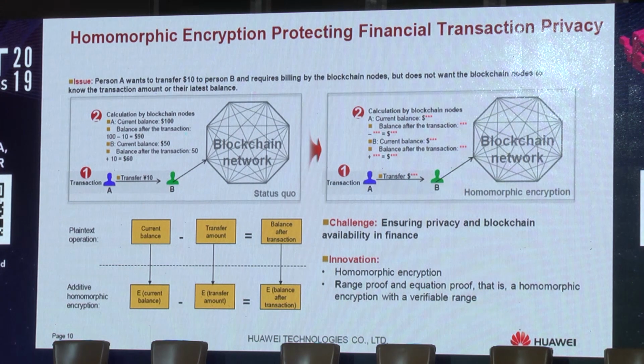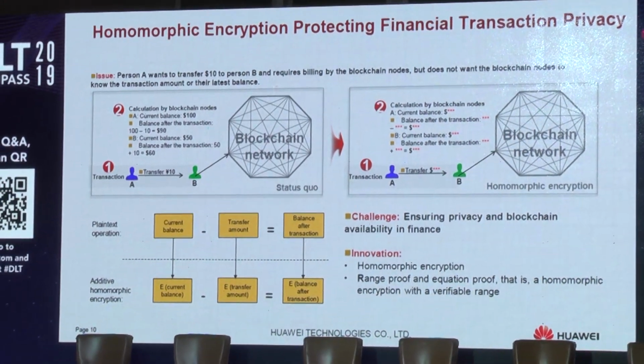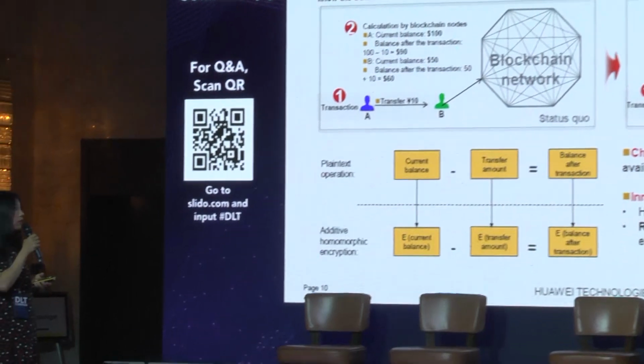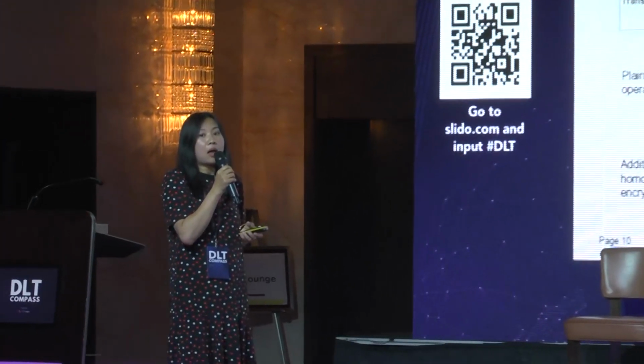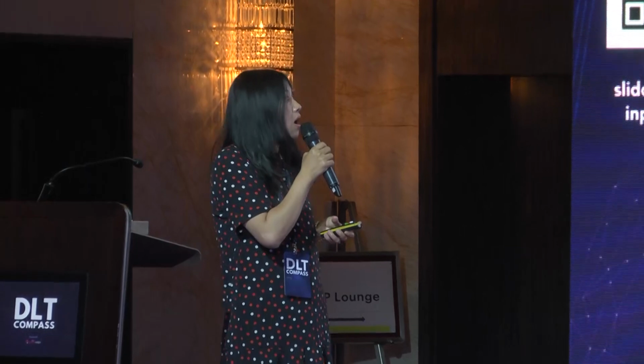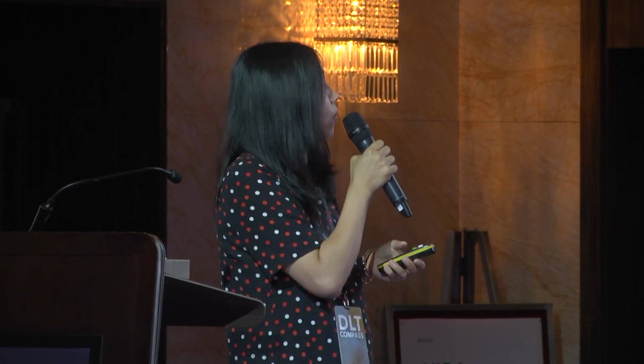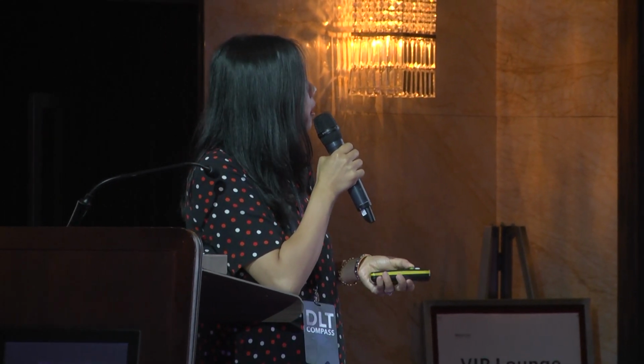Besides supporting homomorphic encryption, we also enable range proof and encryption proof algorithms to guarantee the homomorphic encryption is verified within a range. Even though the value is encrypted, the value is proven to be not less than 0, so the calculation will be correct. So this is one security solution we enabled.